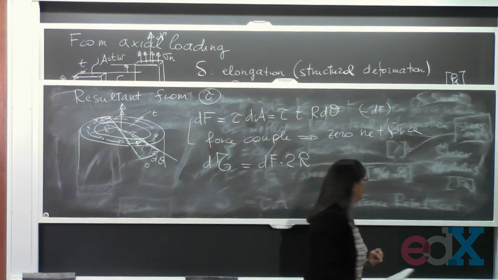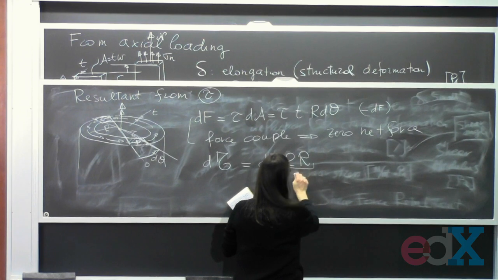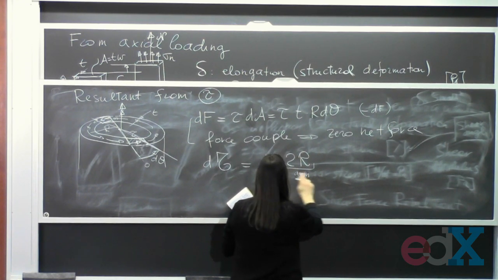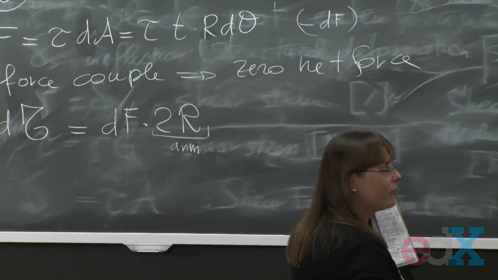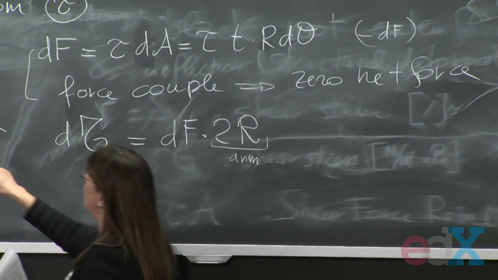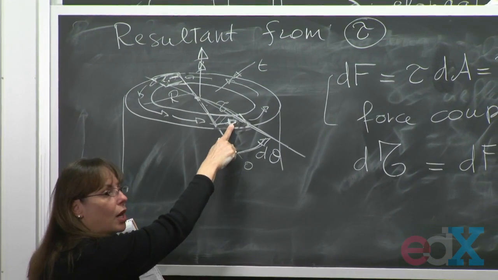Where did you get 2r from? This is the arm, the distance between the forces in the force couple. This is the magnitude of the force couple. So, where does 2r come from? Oh, if from the center it is r, the distance between the two forces is 2r.